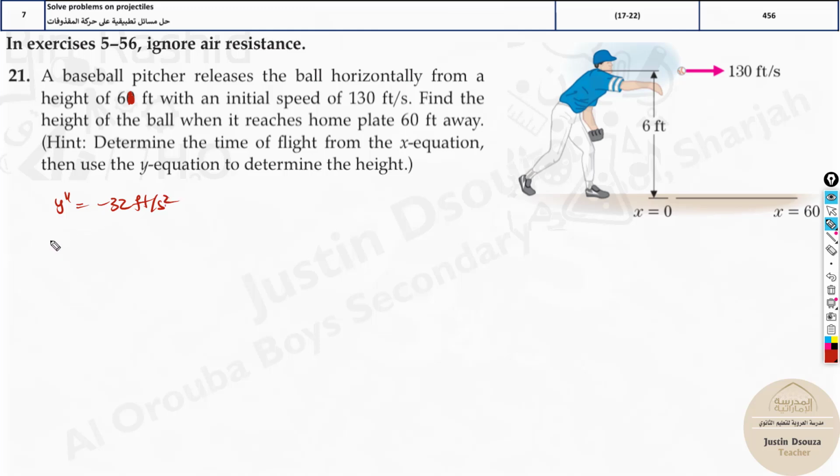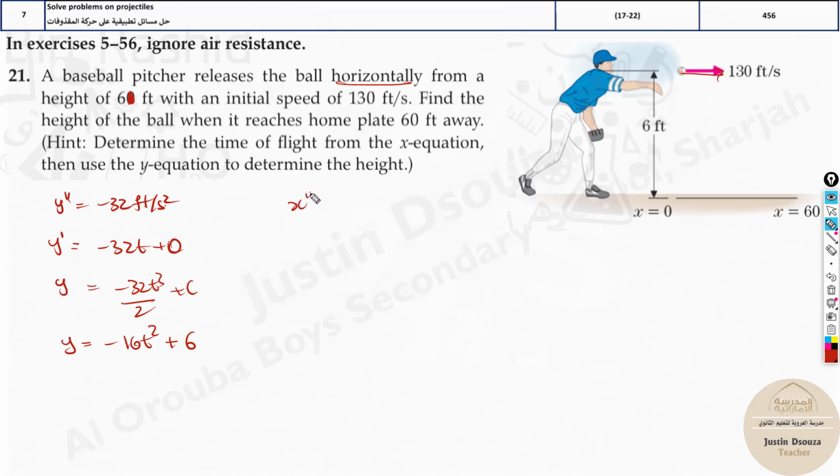Next, y dash will be what? Minus 32t plus C. Now what is C over here? Is the velocity given? The horizontal velocity is given. They have clearly told us horizontally, and they have mentioned it even in the figure. So this C is 0 basically. And y, that is the position, is minus 32t squared by 2 plus C. Now, what is this value? This is the height. It's given as 6, right? So y is equal to negative 16t squared plus 6.